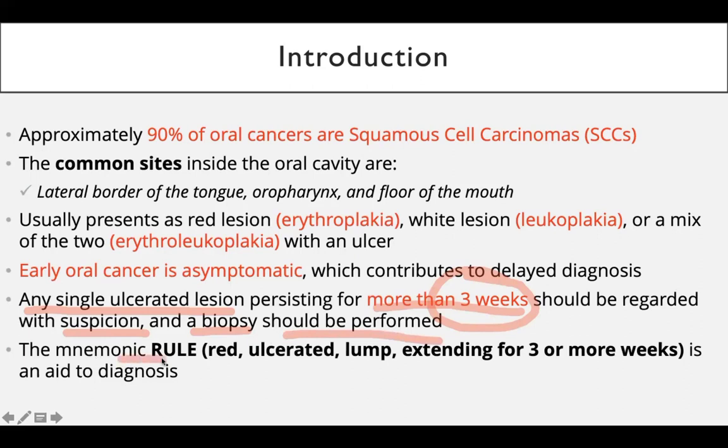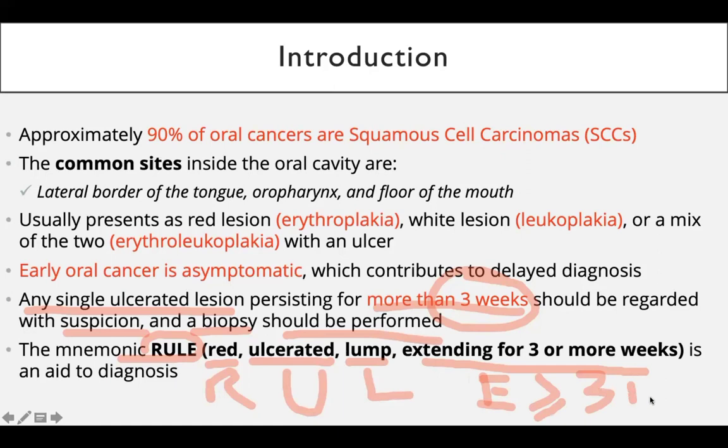The mnemonic is the rule: R for red, U for ulcerated, L for lump, and E for extending for 3 or more weeks. If the lesion is red, ulcerated, looks like a lump or irregular mass, and extends for 3 or more weeks, it is an aid to diagnosis, meaning it helps in diagnosis towards oral cancers.